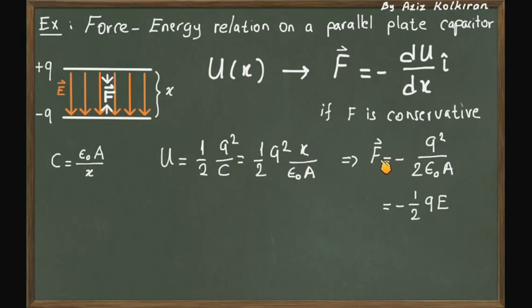In that case, you will notice that the force is not equal to just Q times E, but 1/2 Q times E as the strength of the force. It is 1/2 Q times the electric field strength between the plates. So here we have used the fact that E is equal to Q divided by epsilon 0 times A.